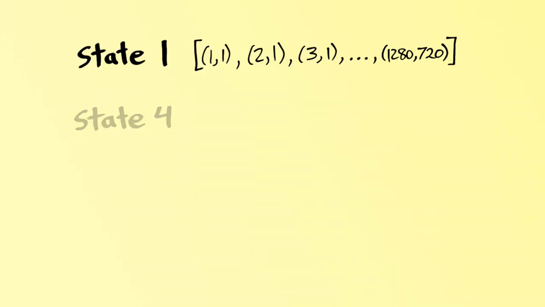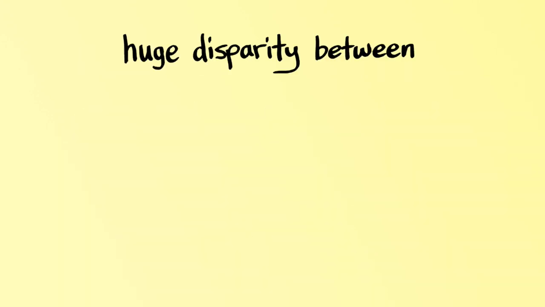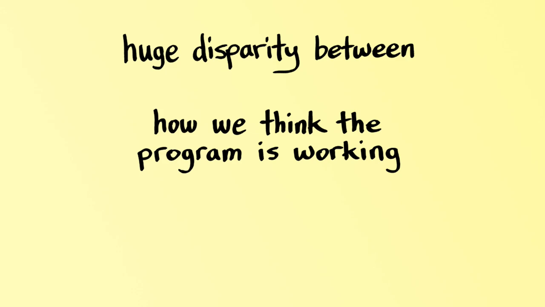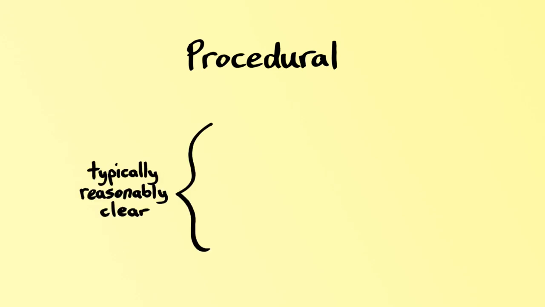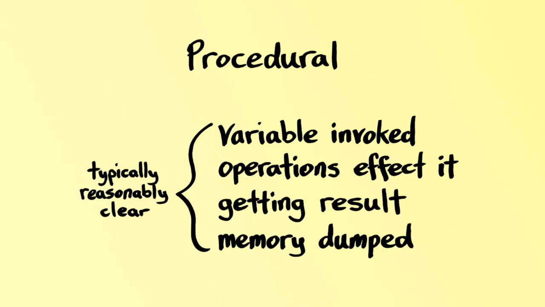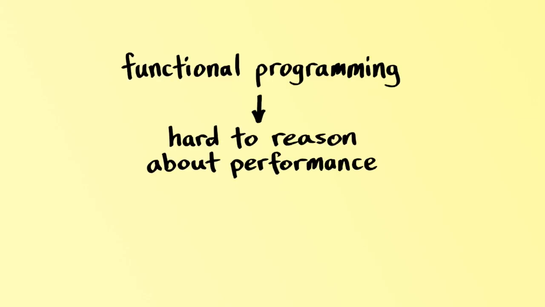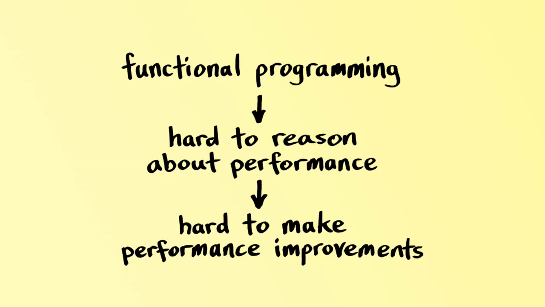It's not actually doing the first state for all the pixels, then doing the second state for all the pixels and proceeding like that. There is a huge disparity between how we think the program is working and how it's actually working. Procedural programming doesn't have the same kind of concern to the same degree. In procedural, it's typically reasonably clear when a variable is being invoked, what operations affect it, and when some memory can be dumped because of getting some result. Because of this problem of functional programming, it can be very hard to reason about performance, and thus it can be very hard to make performance improvements.